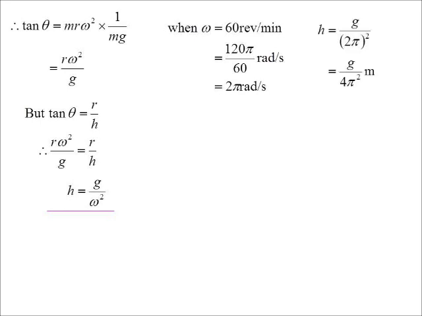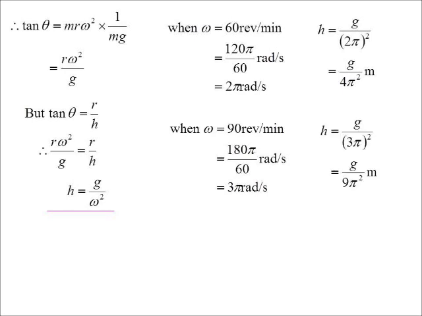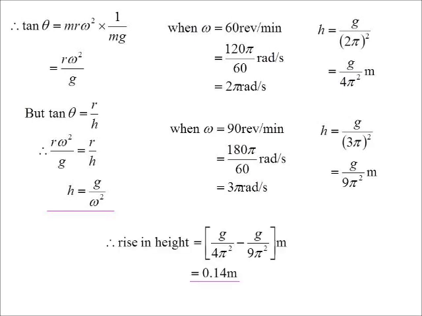It's g on 4 pi squared. If I speed it up to 90, which now becomes 3 pi radians per second, we get g on 9 pi squared. So the amount it's risen will be the difference between those two heights, and I think I used 9.8 for g there, I get an approximation of 0.14 of a metre. So 14 centimetres it would have risen.